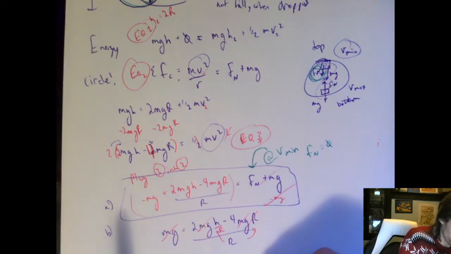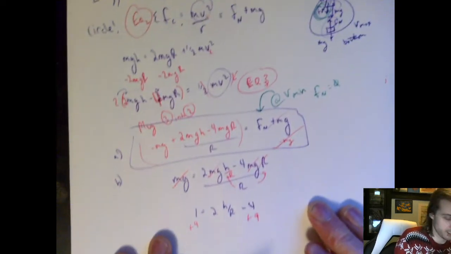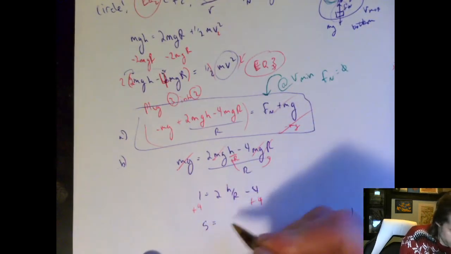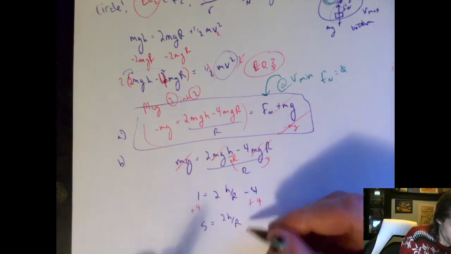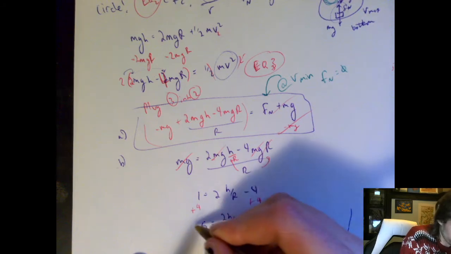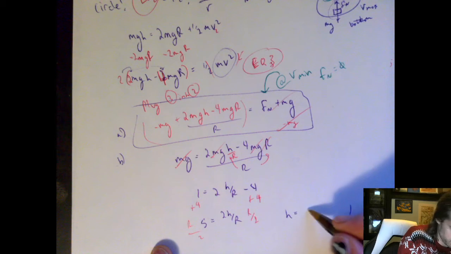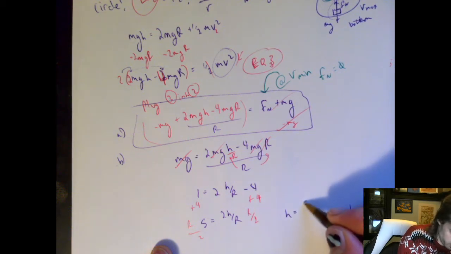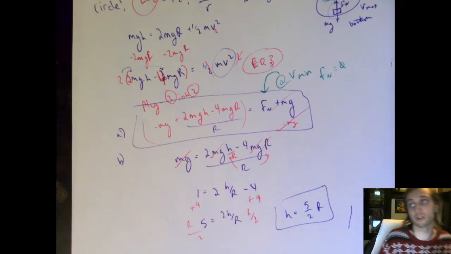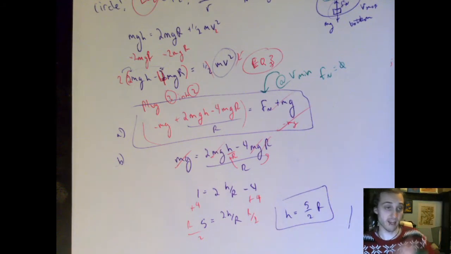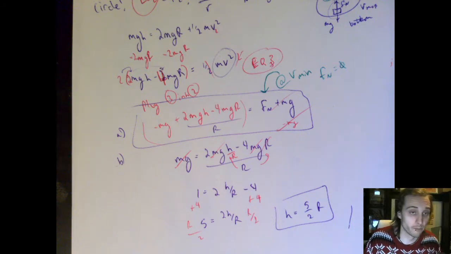And I just have to add 4 to both sides. And that gives me that 5 is equal to 2h over r. Multiply each side by r, divide each side by 2, and we'll get that the height for the minimum is equal to 5/2 of r. So just over 2r by about half of r. And that'll be the height at which it doesn't fall off the loop.